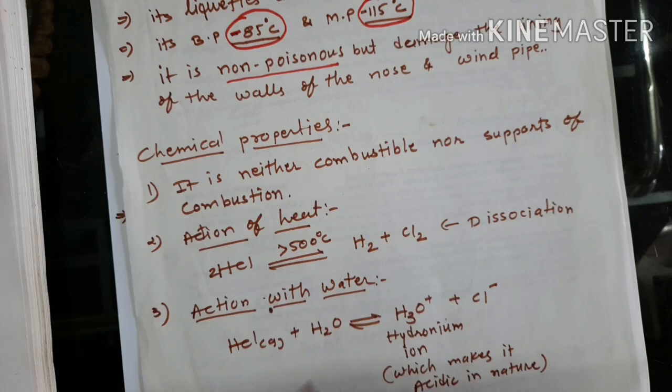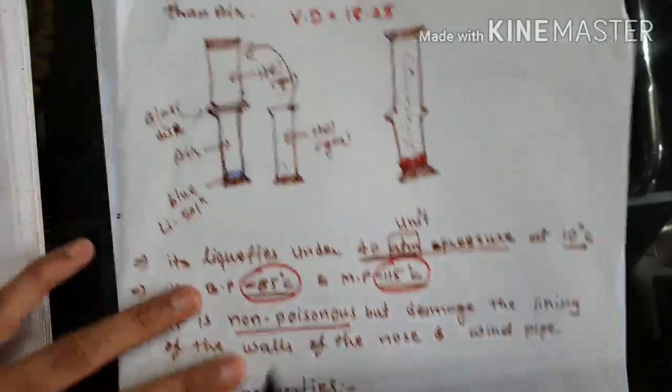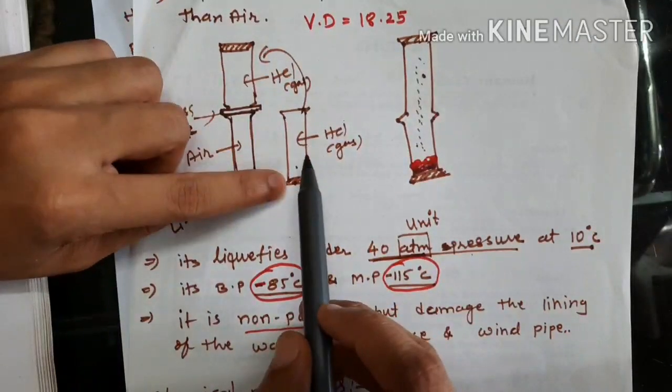Okay, if we take a burning wooden splinter near the gas jar of HCl gas, then it will be put off. What is the meaning of that? Suppose this is the gas jar, this HCl gas jar.